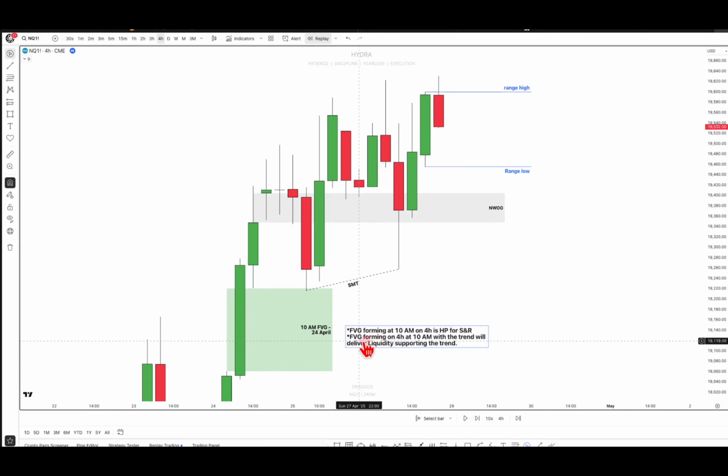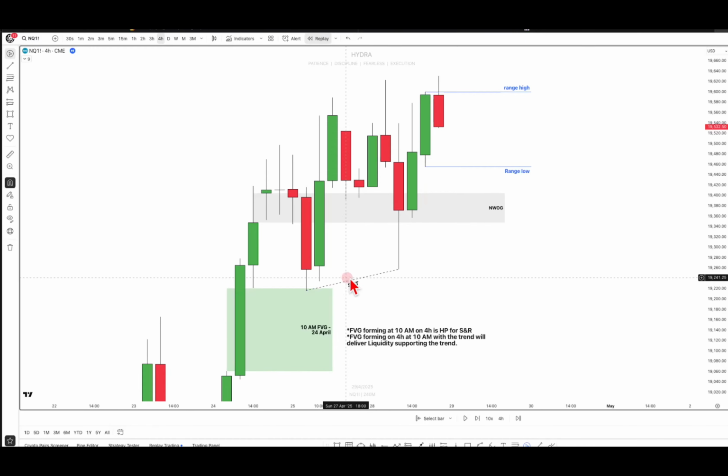And here, another gem I talked about yesterday as well. A fair value gap forming on the 4-hour at 10 a.m. with the trend will deliver liquidity supporting the trend. Do you get it? That means if you see a fair value gap on the 4-hour chart at 10 a.m. in support of the trend, like we are in a bullish trend, and this fair value gap formed supporting the trend, that means it was a bullish gap. When this scenario appears on the chart, price will respect the trend if it drops into the fair value gap. That's what I've been saying since last Friday, and it happened exactly like that.